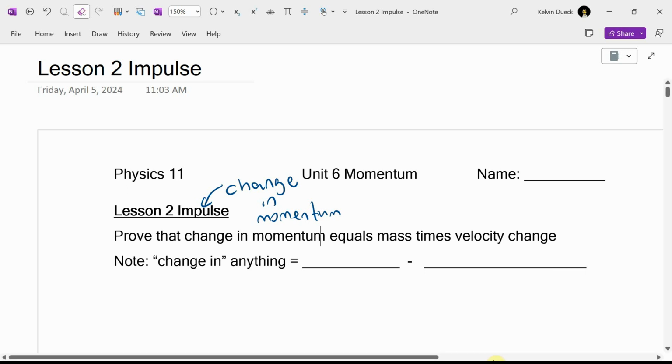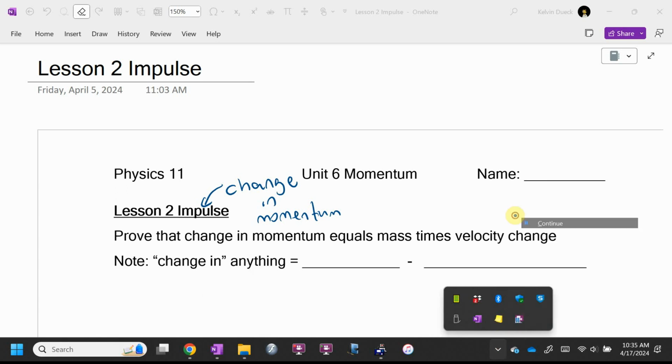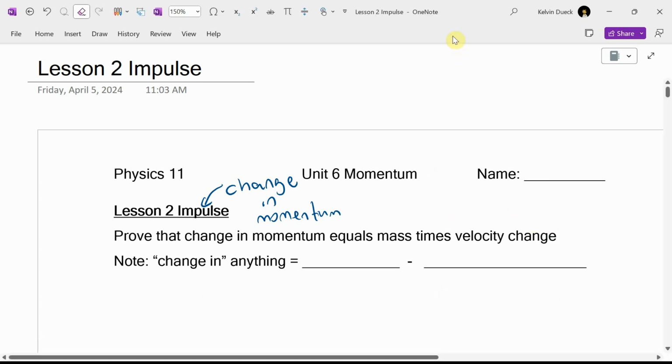The change in momentum. Oh, got somebody just coming back. Got to interrupt my lesson. This is why I don't like. Why did I say not to write that down?